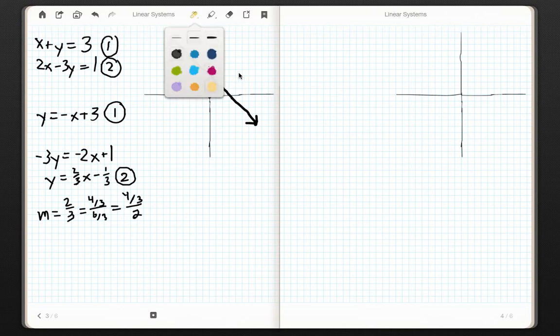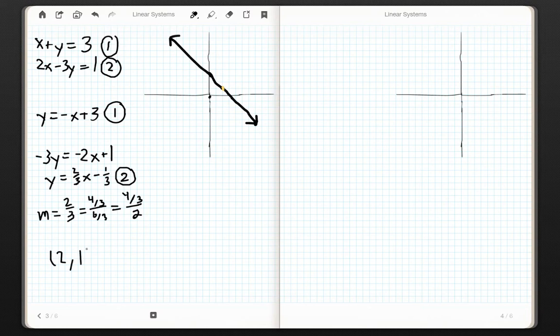And without even drawing the rest of the graph, we can see that this is where they will cross, at point (2, 1).